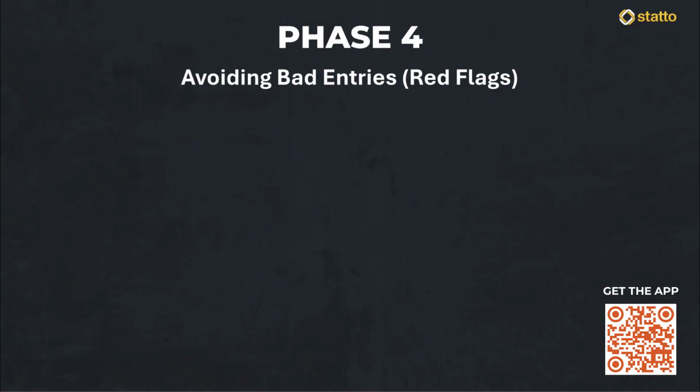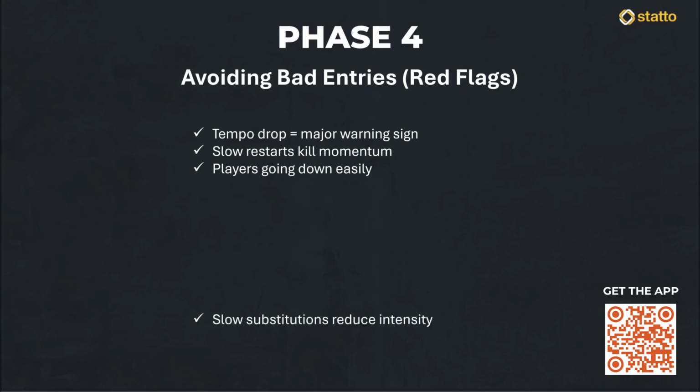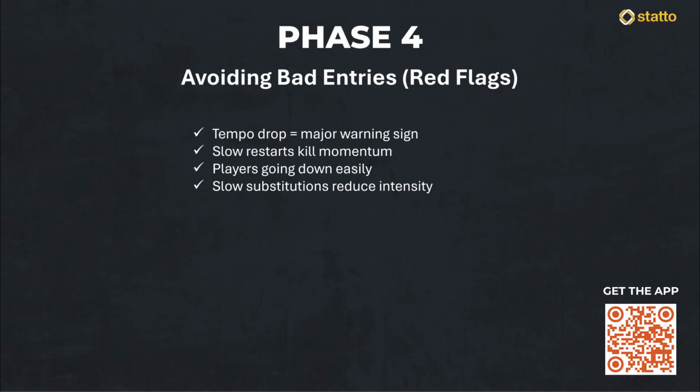Now, phase 4 is where you filter out the bad situations, and this is just as important as finding the good ones, because a lot of losing bets come from forcing entries in matches that don't meet the criteria. One of the biggest red flags is when the tempo of the game drops. If players are going down easily, taking time over restarts, making slow substitutions, all of that kills momentum, and when the momentum goes, the chances usually go with it.